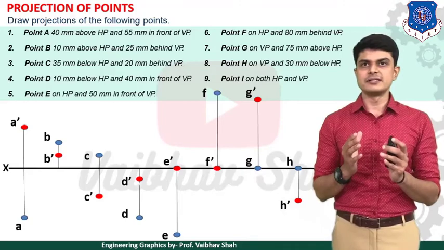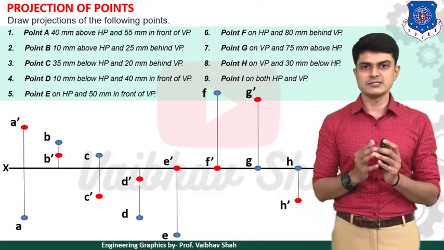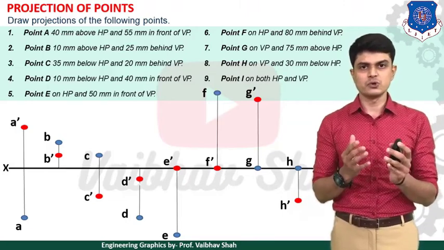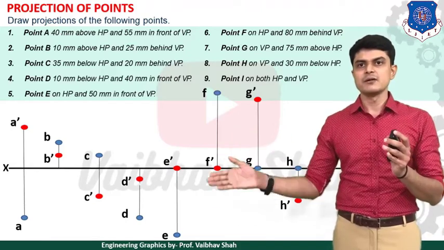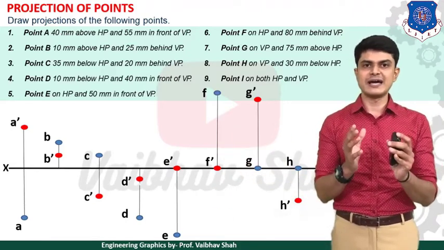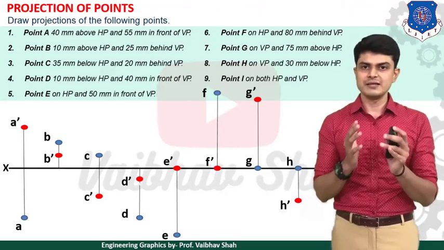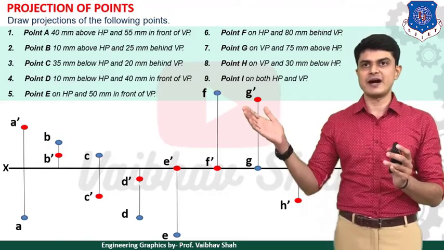Then after, it says 40 mm in front of VP. So in front means what? Also below XY line. So we need to draw your point without dash. So point D would be 40 mm below your XY line. We need to darken the points, and everything else should be as light as possible. Now then, let us see example number 5.